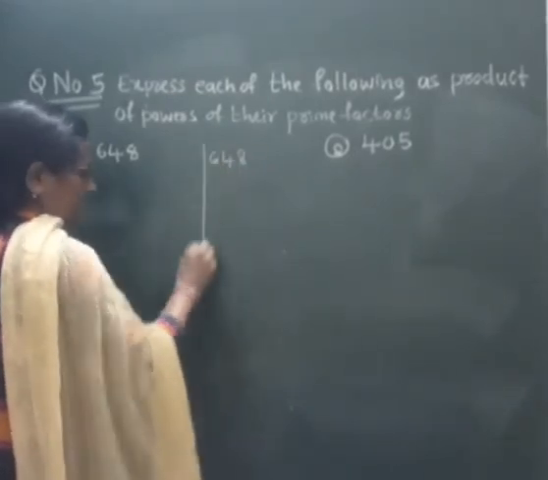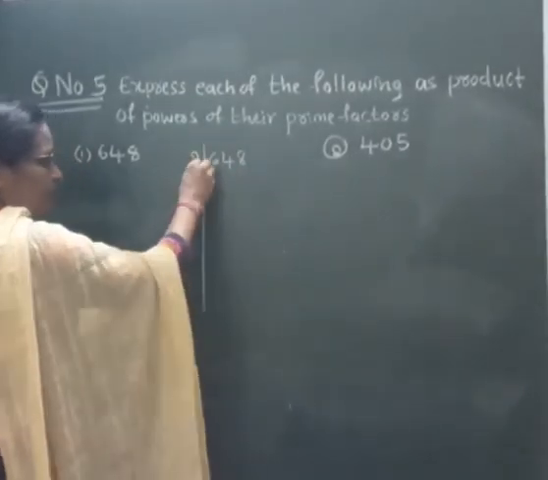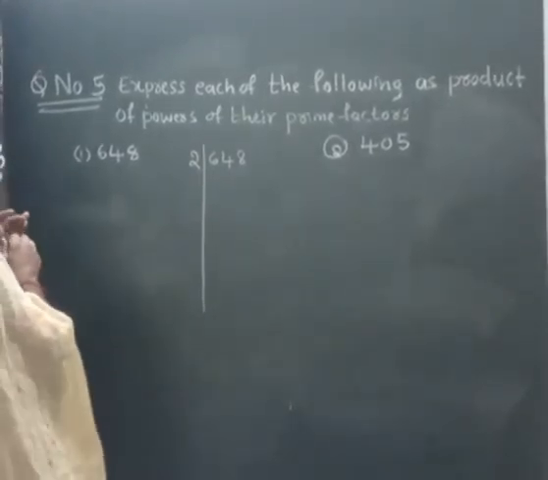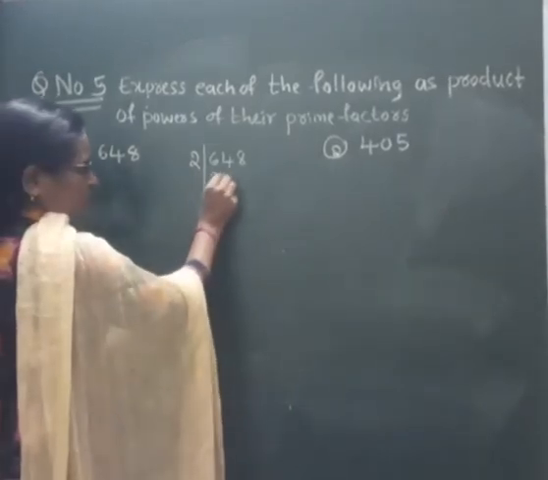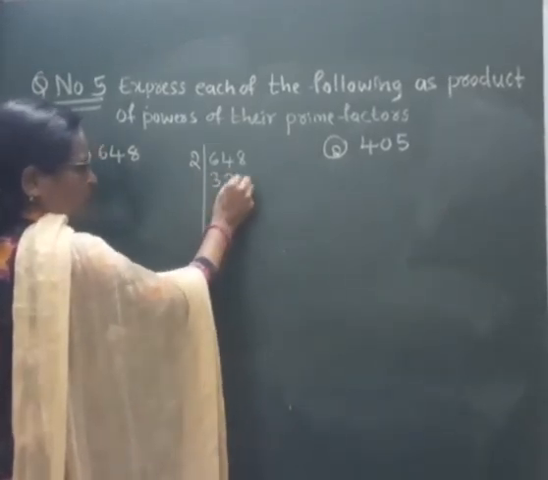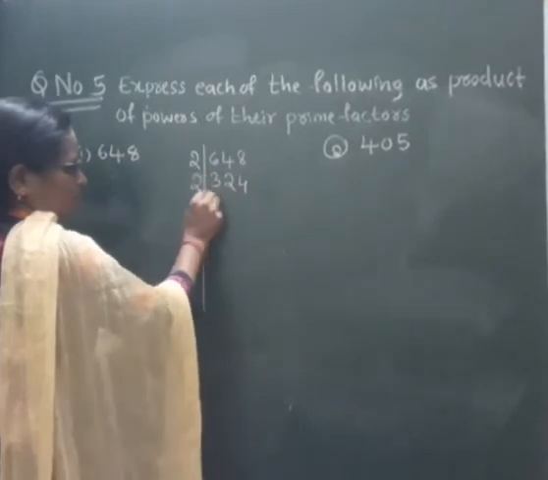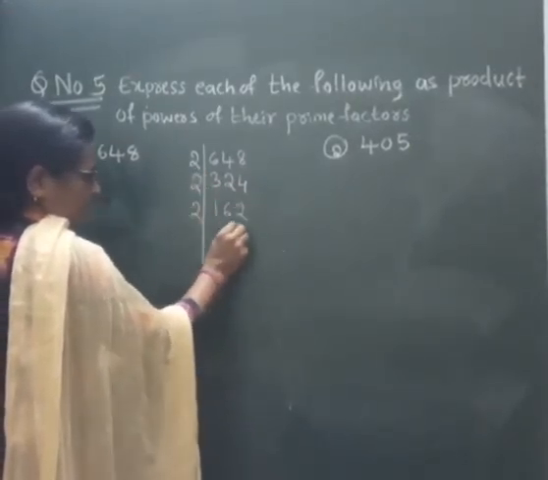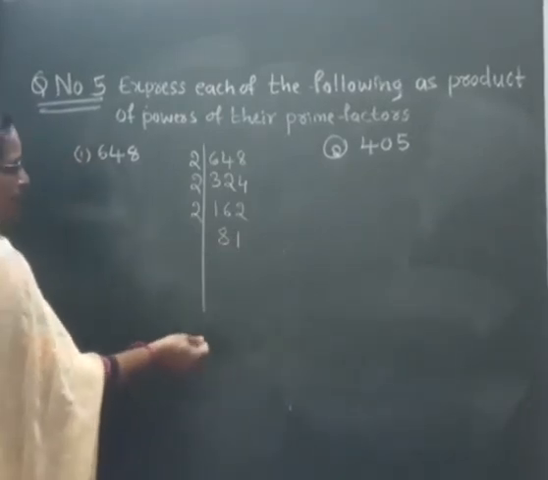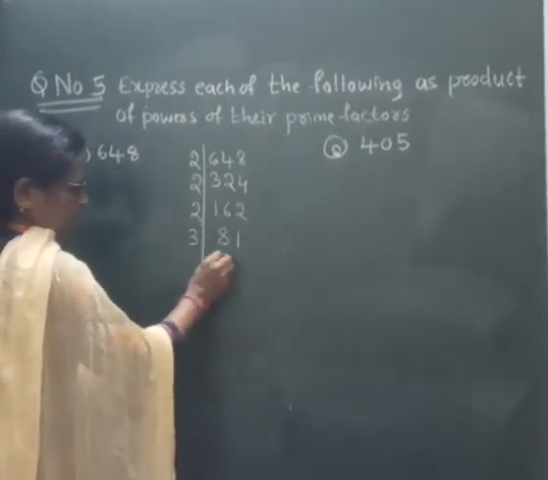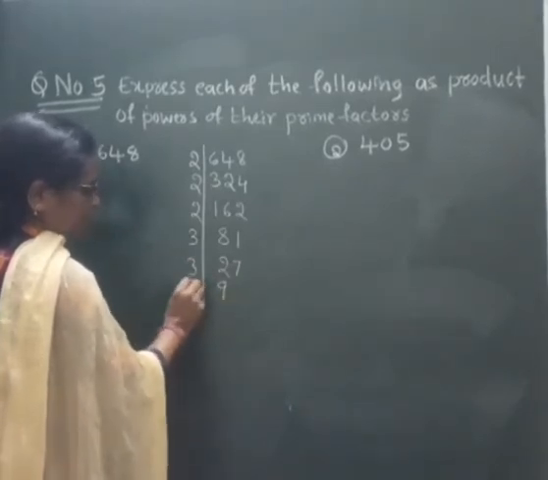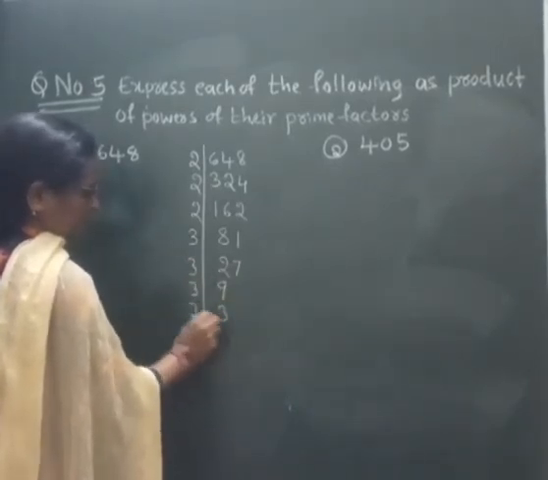648. Divide it by 2. 2 is the only even prime number in the whole number system. Now 2 threes are 6, 2 twos are 4, 2 fours are 8, 2 ones are 2, 2 sixes are 12. 2 twos are 4, 2 fours are 8, 2 ones are 2. Then 3 twos are 6, 3 sevens are 21, 3 nines are 27, 3 threes are 9, 3 ones are 3.